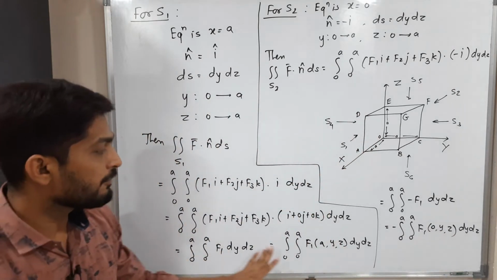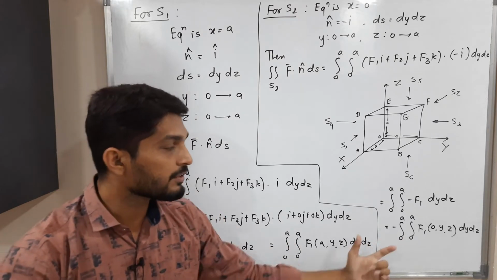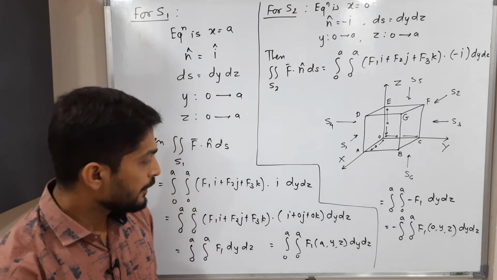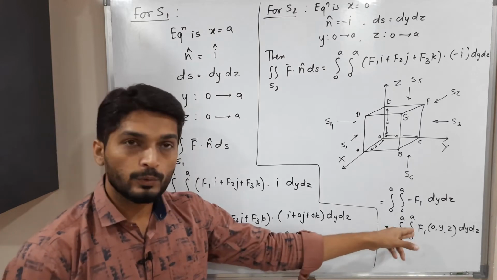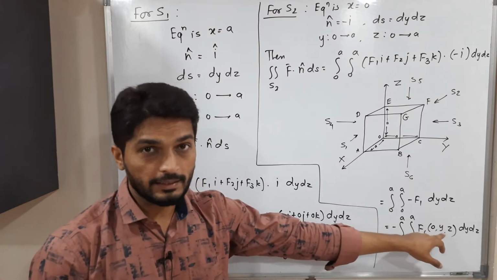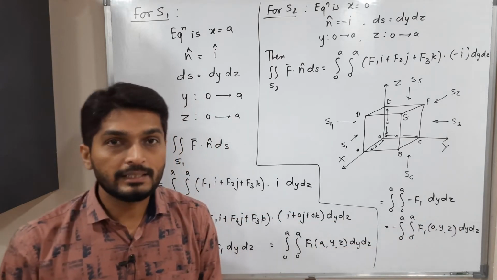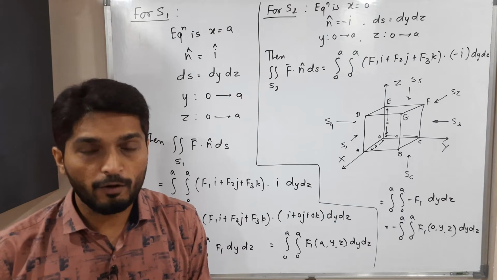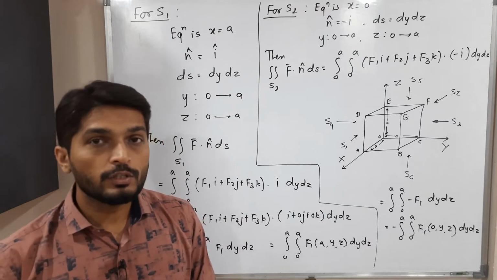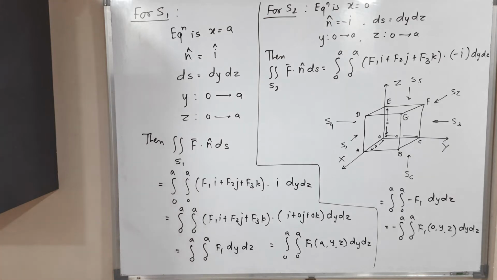So this is the value of the first surface integral, and this is the value of the second surface integral. What is the difference between them? Here we have f1(a, y, z) and there f1(0, y, z), with dy dz. One has a plus sign and the other has a minus sign. So there is a very small difference between S1 and S2. Let us start to work on S3 and S4. Make a screenshot of it, then I will go further.